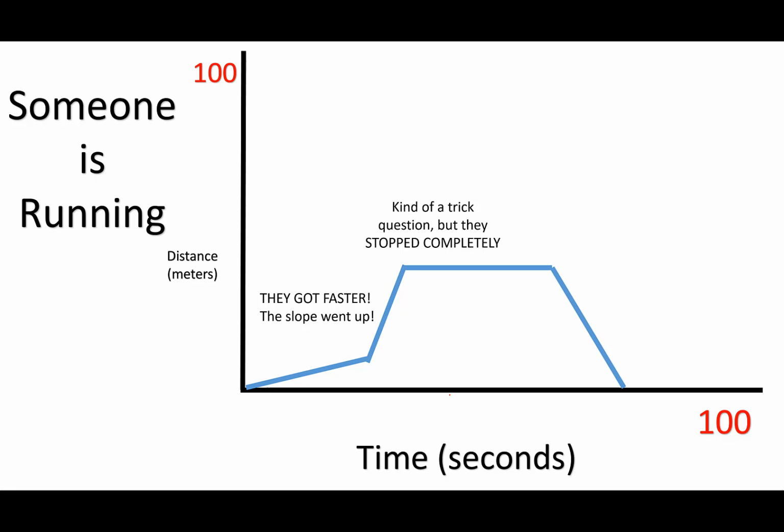What about here? Well, even though this is a negative slope, they're still moving, when they were stopped before, right? So, negative slope. They're going backwards, but they're still moving, so they sped up.